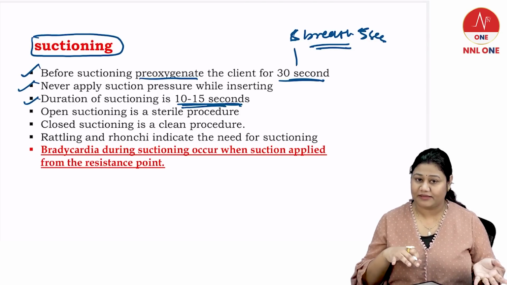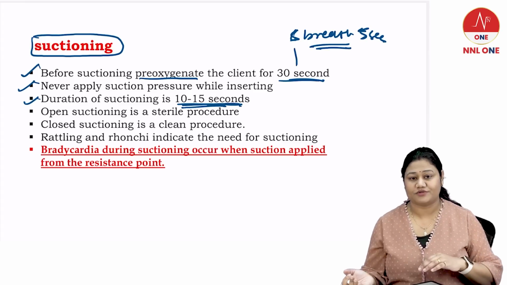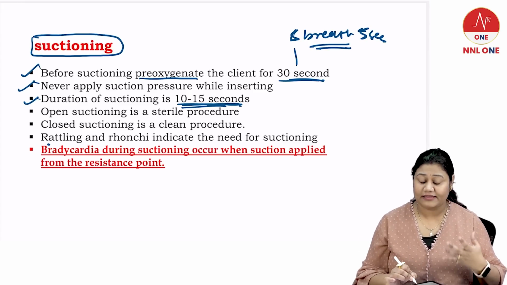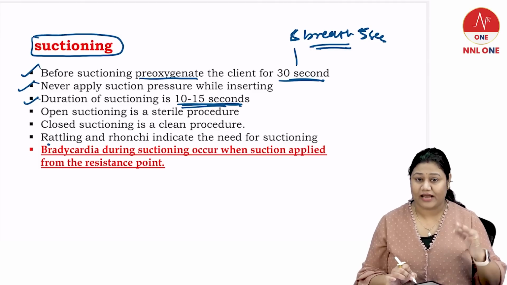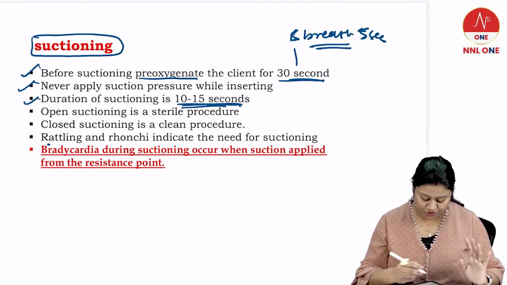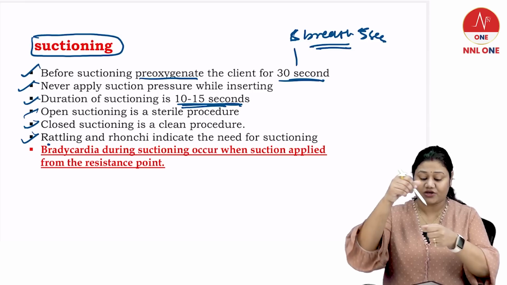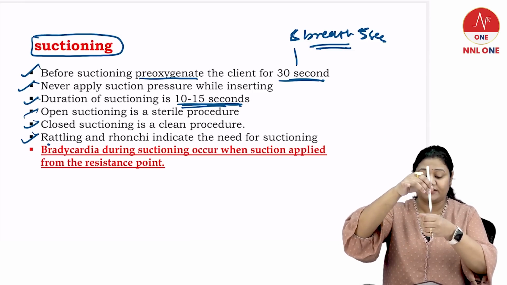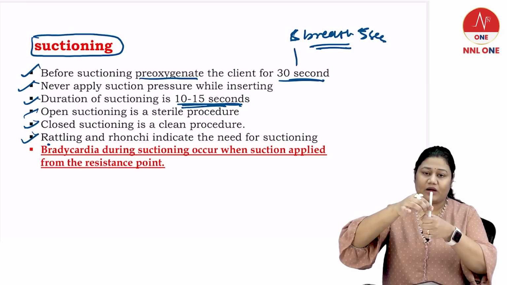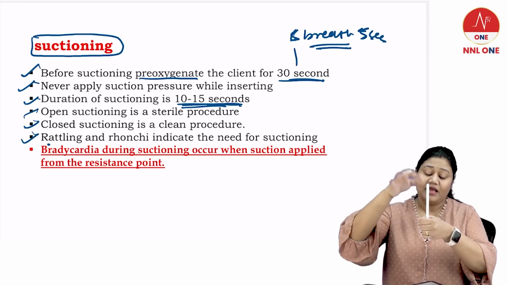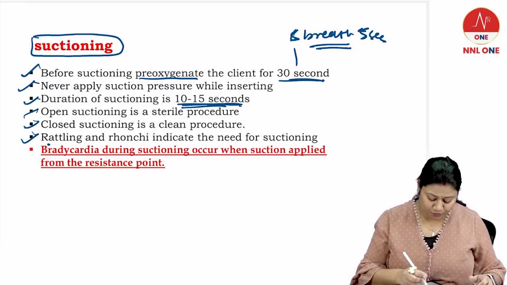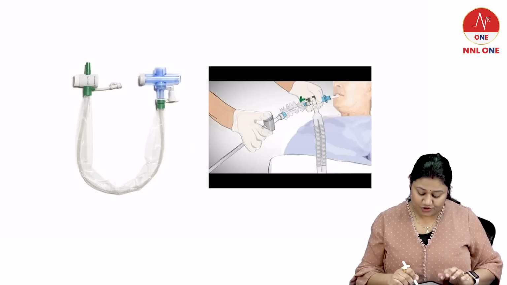We have the open suctioning method, which is a sterile procedure. We have the closed suctioning method, which is a clean procedure, right? Rattling and rhonchi are the breath sounds on auscultation that indicate secretion is present, so you have to do the suctioning. While suctioning, insert the catheter and do not apply pressure while inserting. Once you meet resistance and the catheter is not going beyond, pull the suction catheter 1 to 2 centimeter up. If you apply suction pressure from the point of resistance, the patient can go into bradycardia, right? So this is your closed suction catheter.